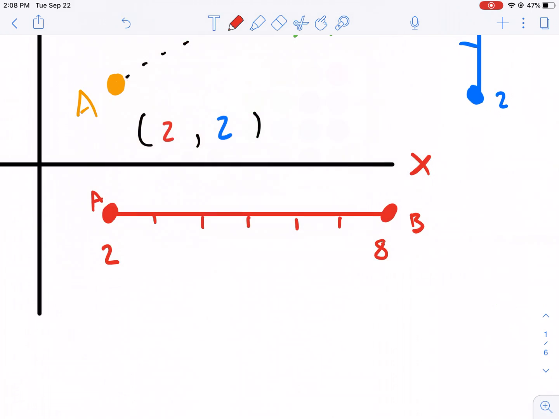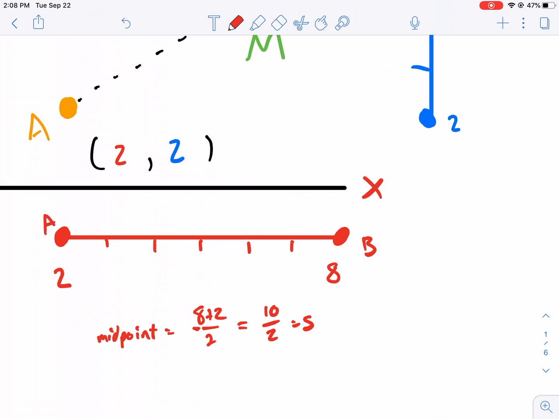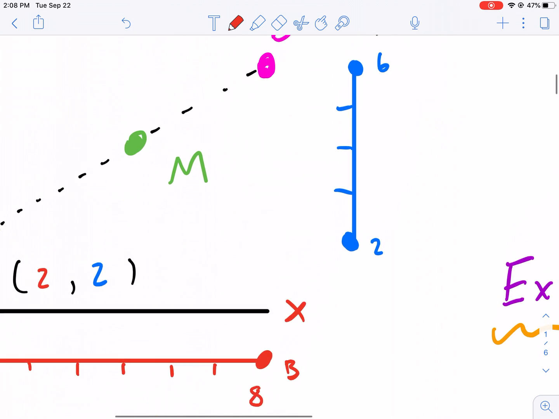Okay, this is the same thing as average, but instead of writing average now, I'm going to write the midpoint. So the midpoint between 8 and 2 is I add 8 and 2, and I divide by the number of data points, which are 2. So I get 10 divided by 2, I get 5. Okay, so my midpoint for the x, for my horizontal, is 5. We're going to come back to that.